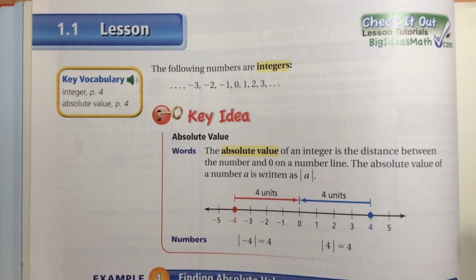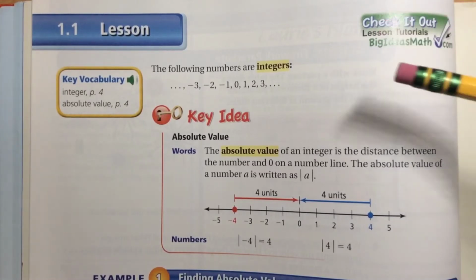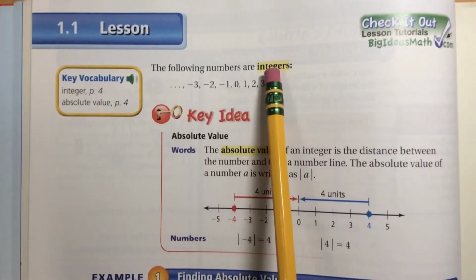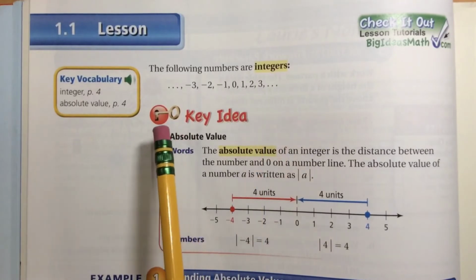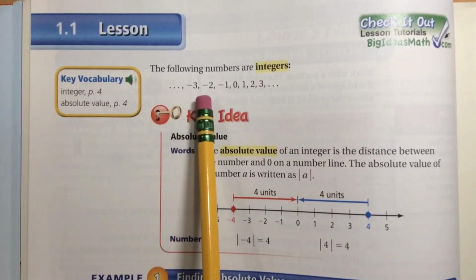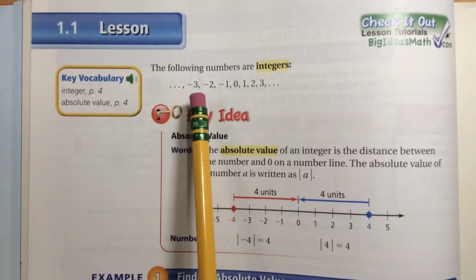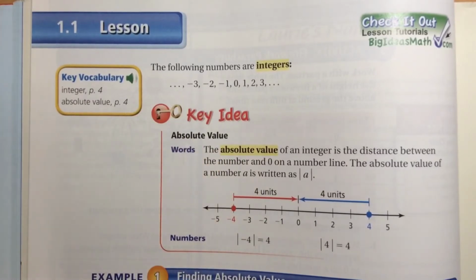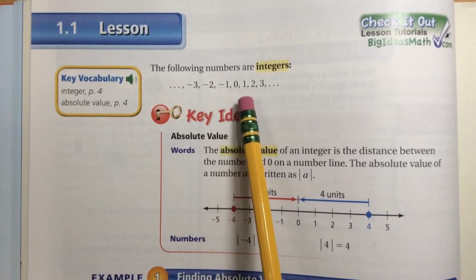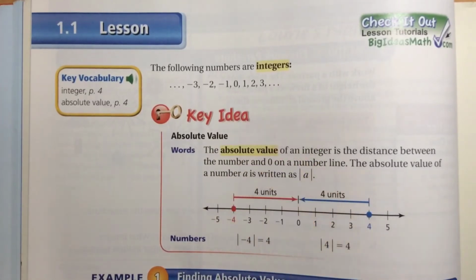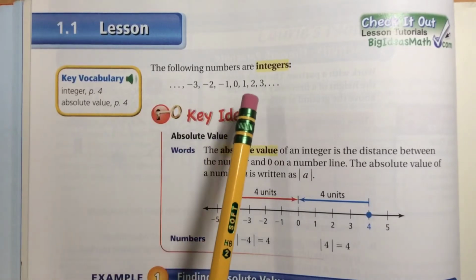if you're following along, and I encourage you to do so. It says the following numbers are integers. So integers start with like -3, -2, -1, 0. So they go all the way down infinitely, okay? And then they go to 0, and then 1, 2, 3, and then this ... means they go up infinitely. So these are called integers.